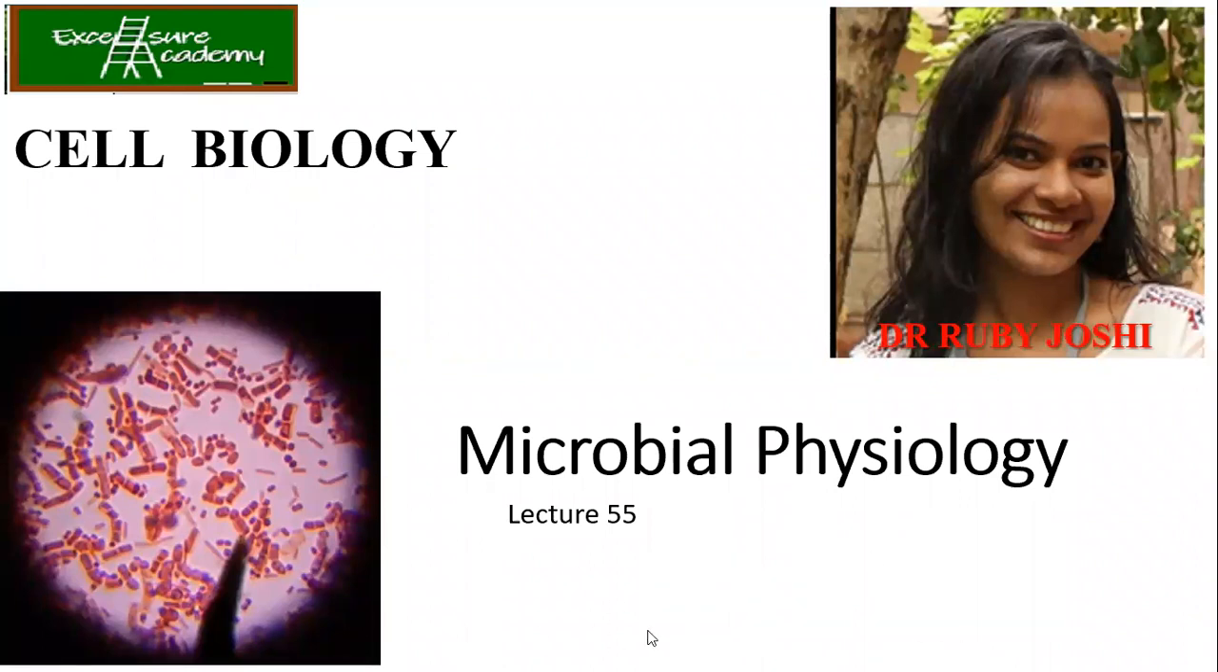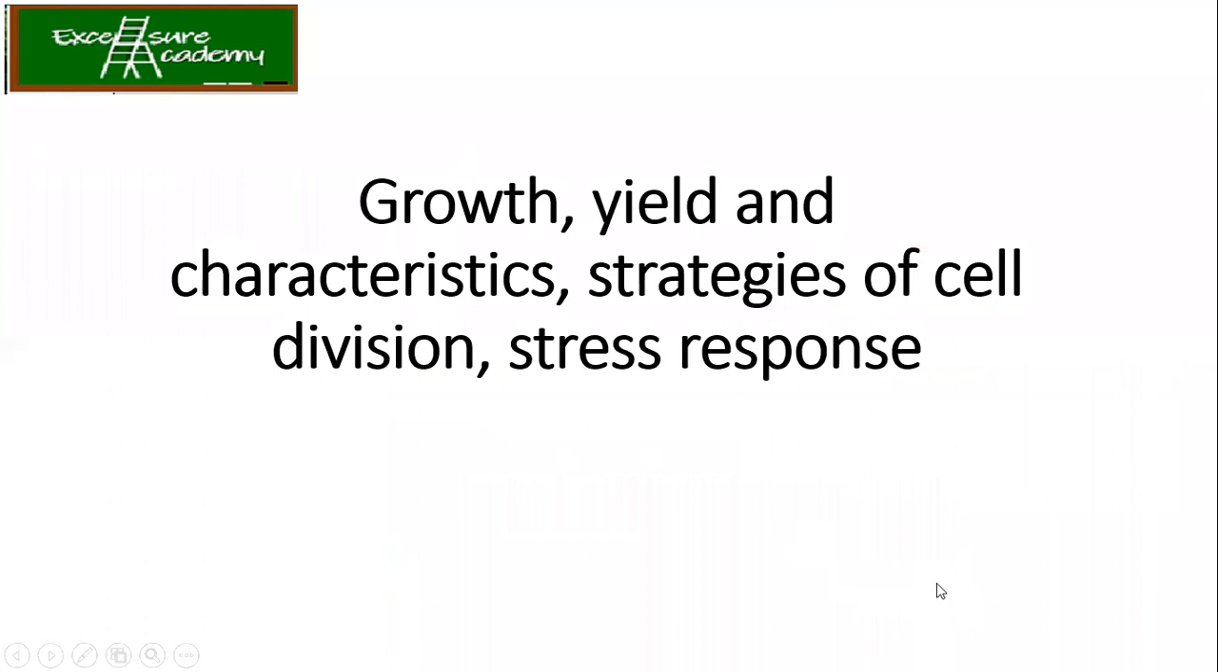So this is your last topic in unit 2 of cell biology, that is microbial physiology. In this we are going to discuss the growth of a bacteria, like the yield and the characteristics, what the strategies of cell division are, and how the bacteria respond to stress. Okay, so this is very basic actually.